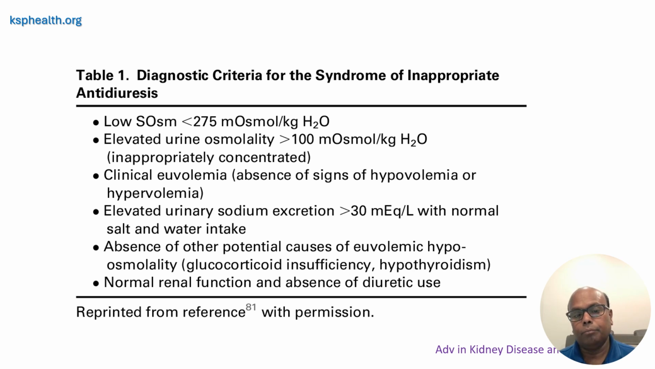Number 1, the patient should have a low serum osmolality, less than 275. They should have elevated urine osmolality, more than 100. The patient should not be hypovolemic or hypervolemic; they should be euvolemic. There should be elevated urinary sodium excretion, more than 30 milliequivalents. Absence of other potential causes of euvolemic hypoosmolality like adrenal insufficiency and hypothyroidism. And they should have normal renal function and no diuretic use.